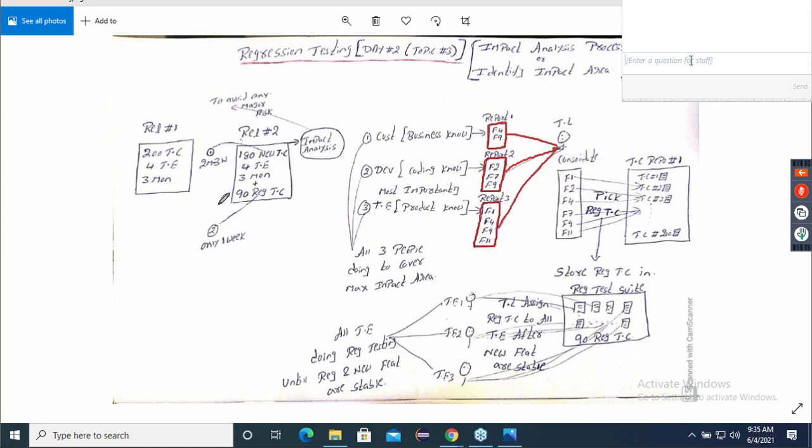Okay, guys, 1 minute. Parikshit, give me 2 minutes, Parikshit. Give me 2 minutes. No.